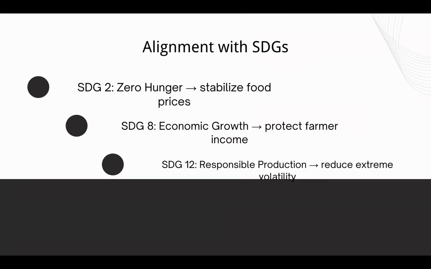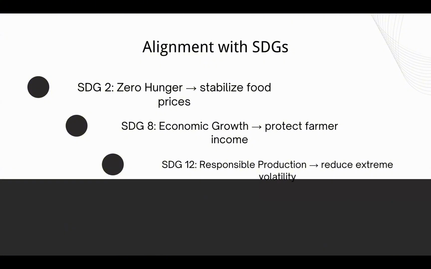This portfolio was not only about financial profit, but also about contributing to broader sustainable objectives. First is SDG 2, Zero Hunger. By using stop loss and stop profit levels, we help stabilize wheat prices, making food more affordable.